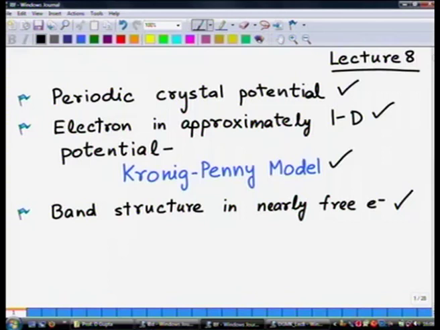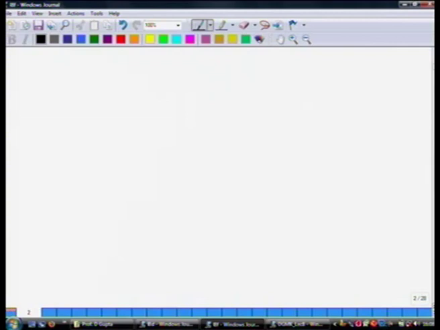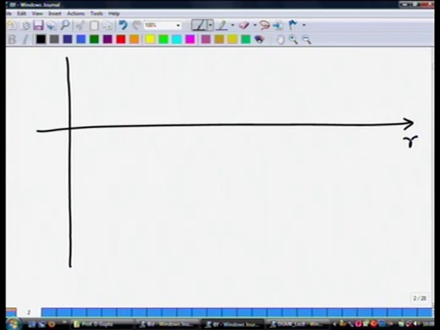Let us do it like this. Let us look at first an atom. Suppose I plot the potential. Here is the atom, sitting right here, and I am plotting potential as a function of position. How does the potential look? This potential looks something like this, that as you approach close to it, the potential behaves something like this.